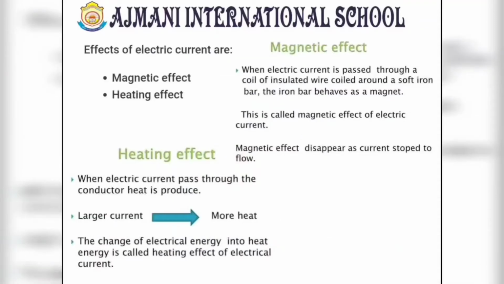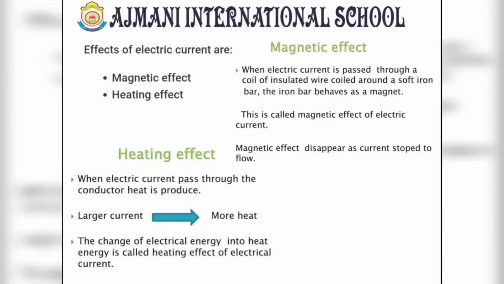Now, as per the effects of electric current, they are divided into two categories. The first is called the magnetic effect and the second one is called the heating effect. First, let's see what the heating effect is. When electric current passes through a conductor, heat is produced, and this effect of producing heat is known as the heating effect of electric current.